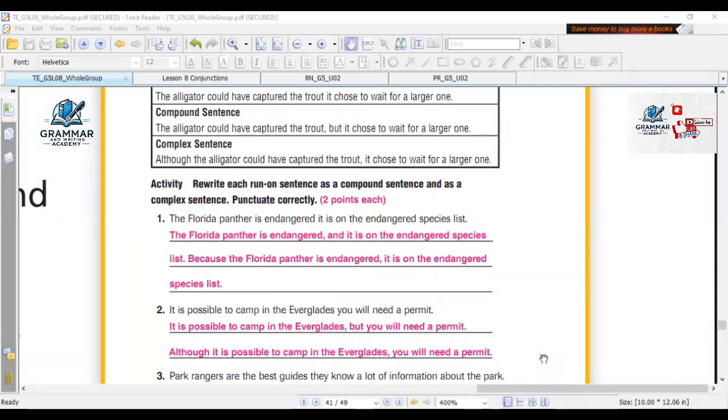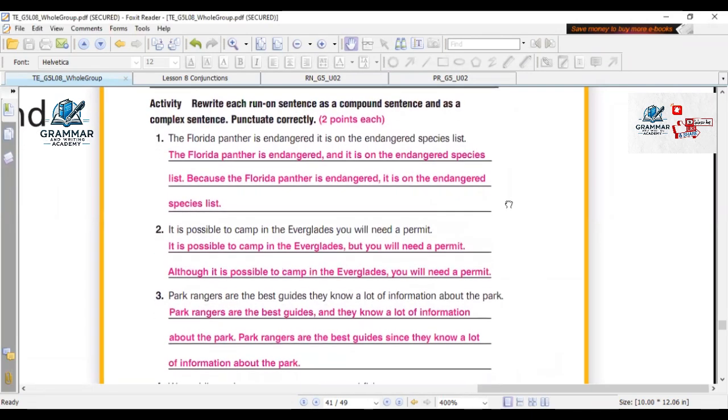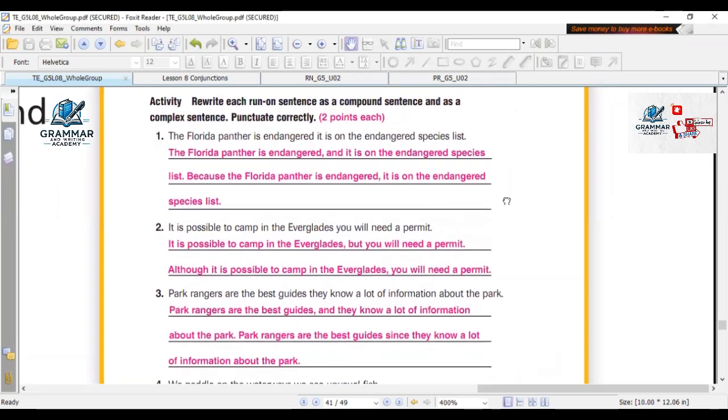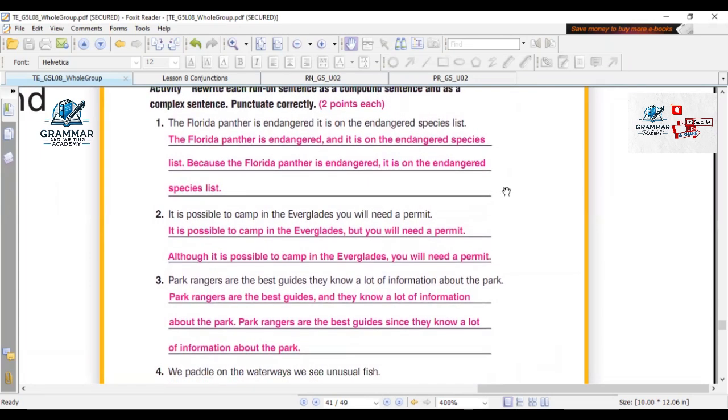I'll move right now to Ibrahim Mirza for sentence number 3. Ibrahim, number 3, please. Park rangers are the best guides. They know a lot of information about the park. Park rangers are the best guides, and they know a lot of information about the park. In this way, we use a coordinating conjunction, comma, and we have a compound sentence.